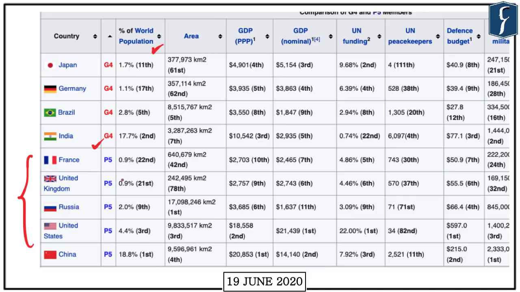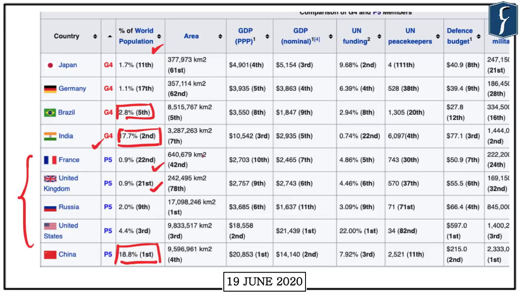Now you can easily see that the most populous country, that is China, is a permanent member, but the second most populous country, which is India, is not. And similarly, the fifth largest country is not a member, whereas the country at 22nd number in the population list finds its place, and so does the 21st. So you can see that a significant population of the world goes unrepresented at UNSC.